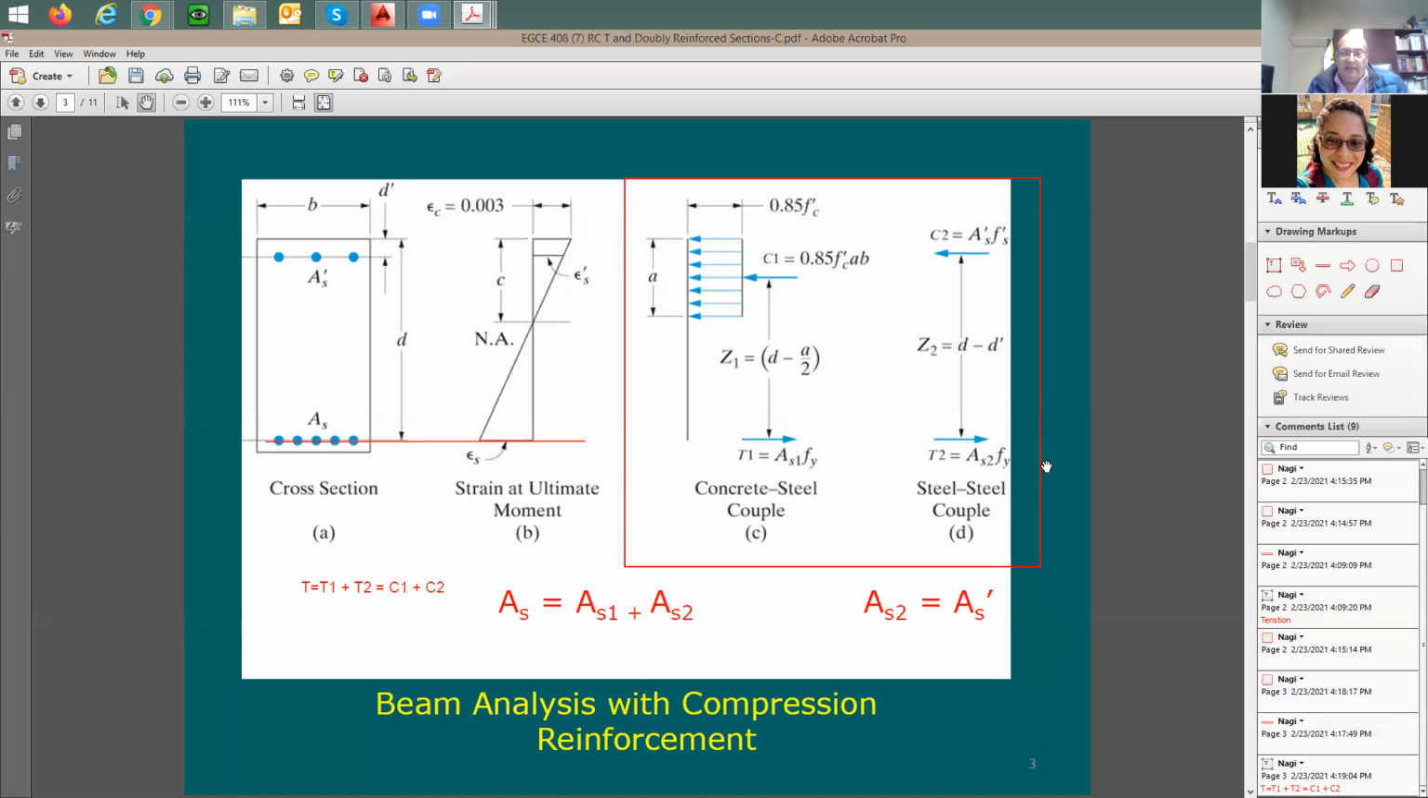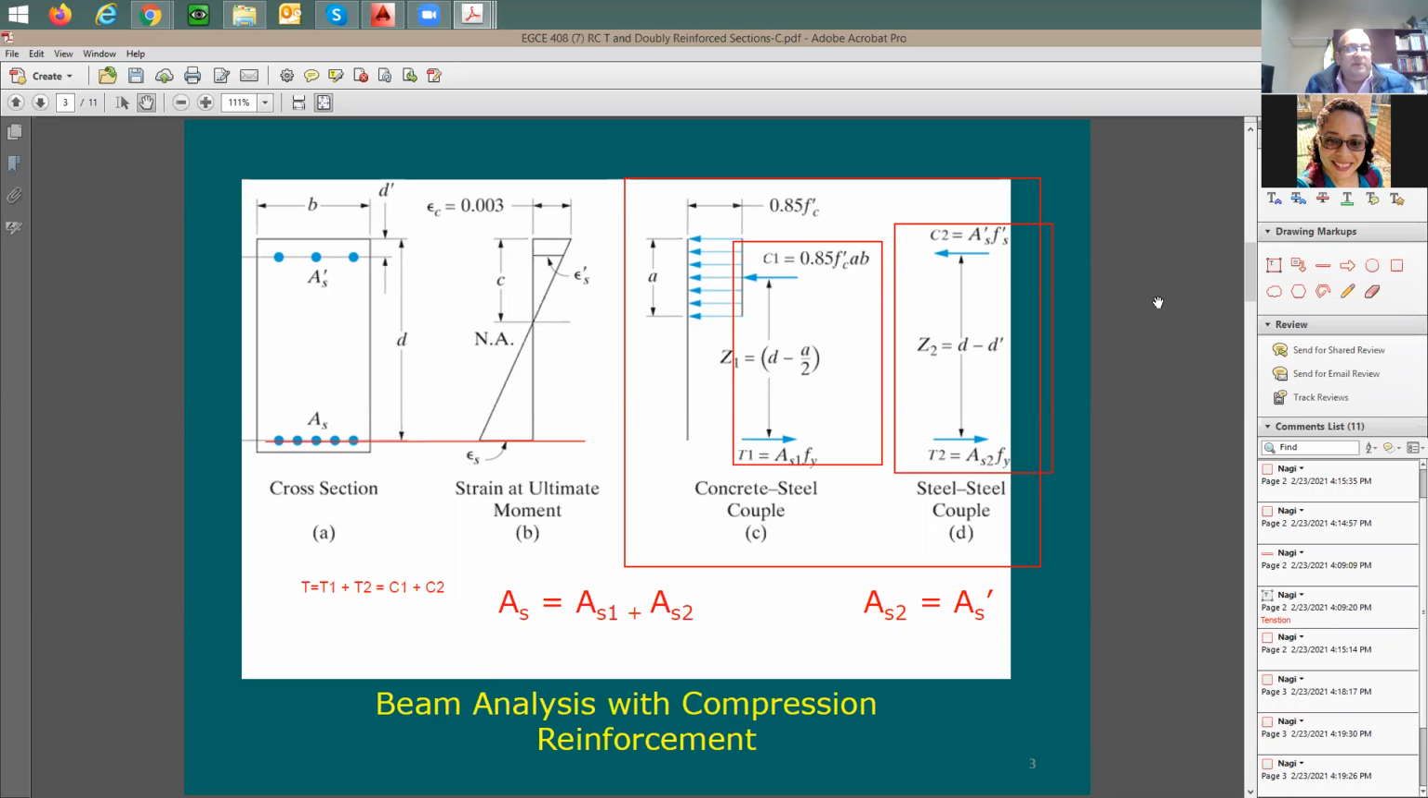Why would you like to do that? Because you'd like to split this into separate couples. Here's one couple, and here's going to be the second couple. The first couple, you're going to have a tension force T1 equal to C1, and this is for the compression in the concrete. The second couple is to balance the effect of the compression steel, which means T2 is going to be equal to C2.